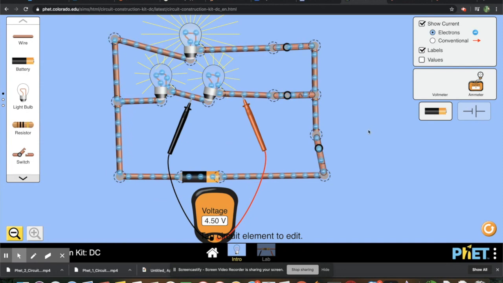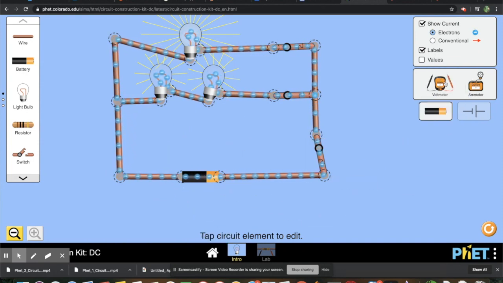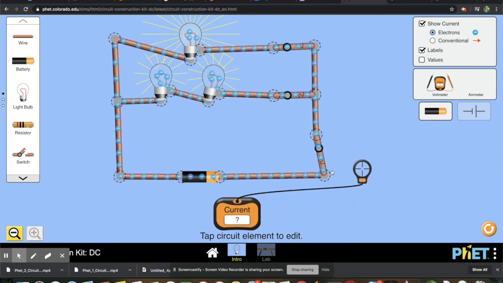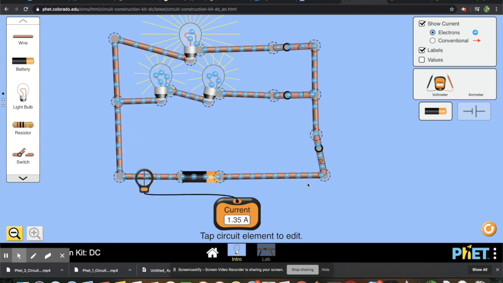Okay, now let's check, I'll put this away. Let's check all the currents. All I have to do for the current is drag this thing and put it over top. So the current down here by the battery is 1.35, and that's the same over here. It's the same over here. It's the same over here because this entire part is in series with the battery.